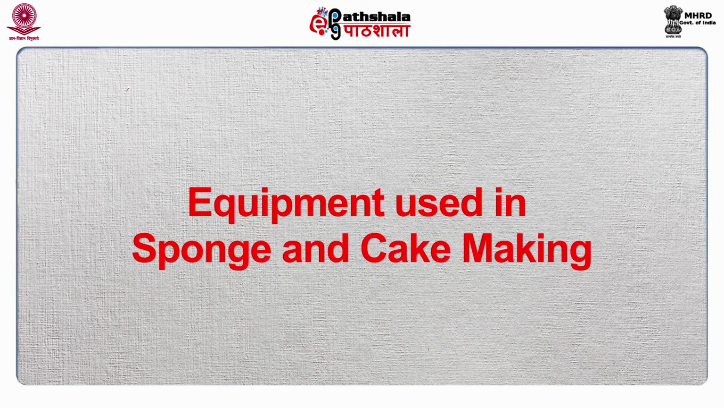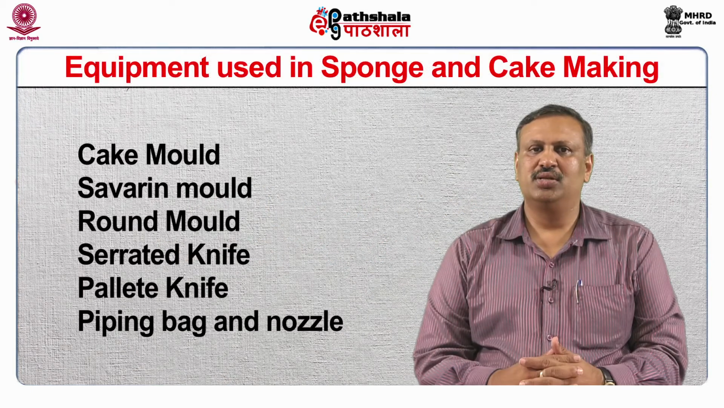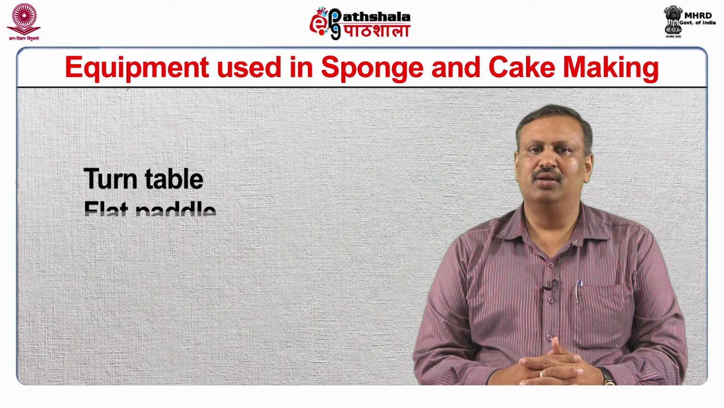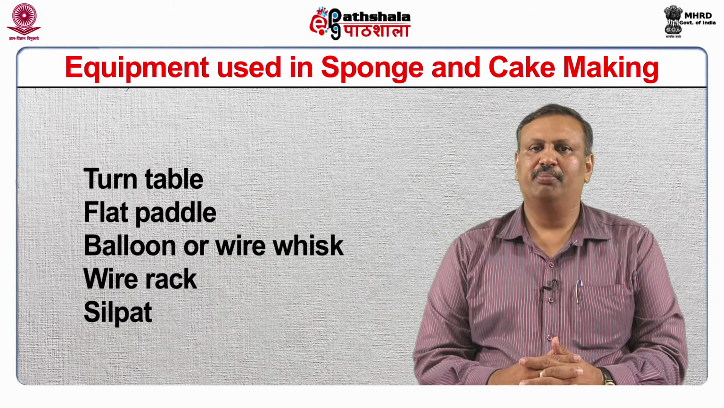Now, I am going to discuss different equipment used in sponge and cake making. They are cake molds, Savarin molds, round molds, serrated knife, palette knife, piping bag and nozzles, turntable, flat paddle, balloon or wire whisk, wire rack, Silpat.